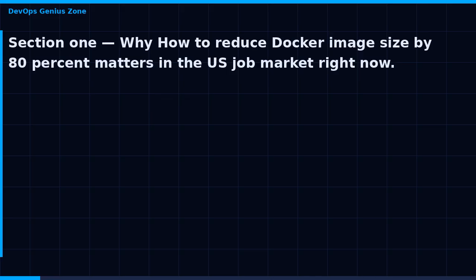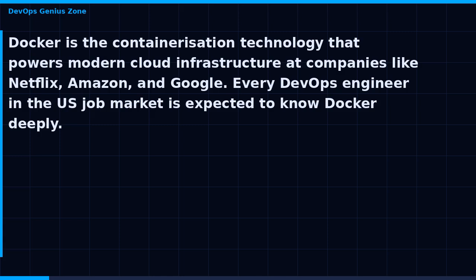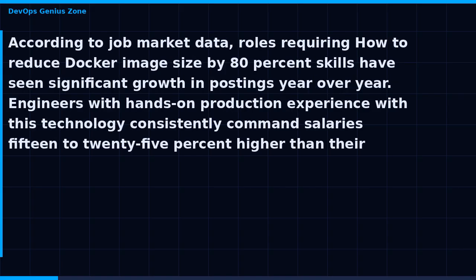Section 1: Why how to reduce Docker image size by 80% matters in the US job market right now. Docker is the containerization technology that powers modern cloud infrastructure at companies like Netflix, Amazon, and Google. Every DevOps engineer in the US job market is expected to know Docker deeply. According to job market data, roles requiring how to reduce Docker image size by 80% skills have seen significant growth in postings year over year.